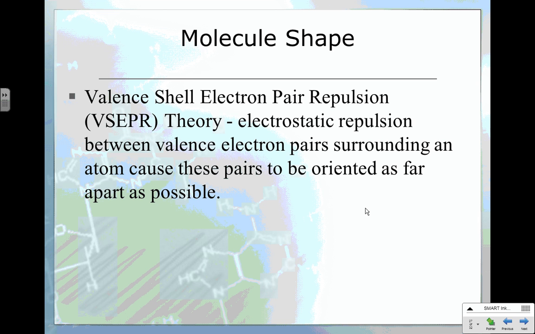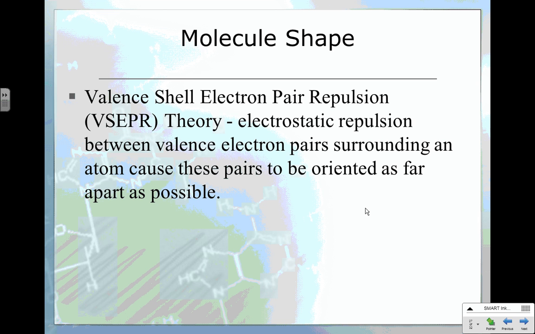which are what we're drawing when we do our Lewis dot structures, repel each other because they're negative regions of space, basically. They're electrons. So they're going to orientate as far apart as possible. So the actual words within the acronym tell you exactly what it stands for. Now, written out, it would be electrostatic repulsions. That means opposite charge, like charge situation, so positive and negative. Things like electrons, negatively charged, are going to repel each other. So repulsions between valence electron pairs surrounding an atom cause these pairs to be oriented as far apart as possible.